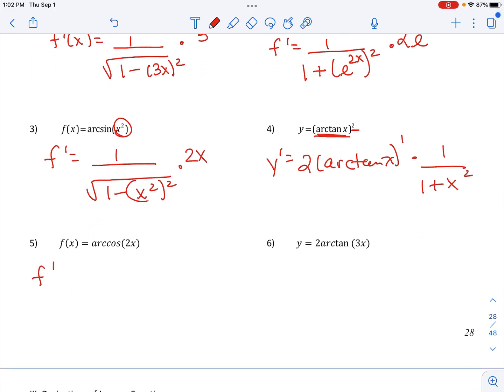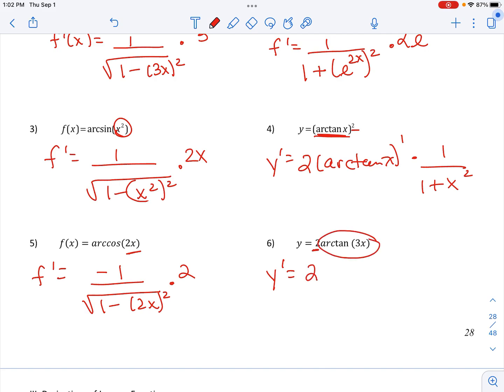Arc cosine is, the only difference between that and sine is it's a negative, so -1 over square root of 1 minus 2x quantity squared times chain rule on the 2x is 2. Lastly, arc tangent again, this is a constant multiple or a coefficient. You just multiply by that number in the front. So we're going to leave the 2. The derivative of the arc tangent is 1 over 1 plus u squared times 3.